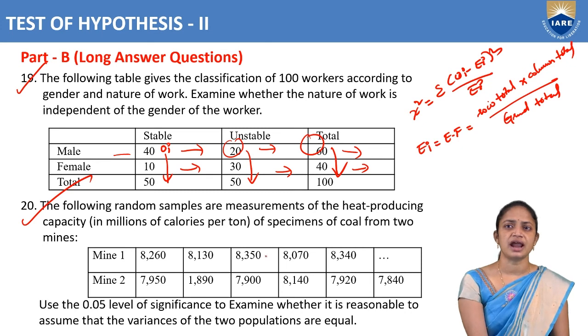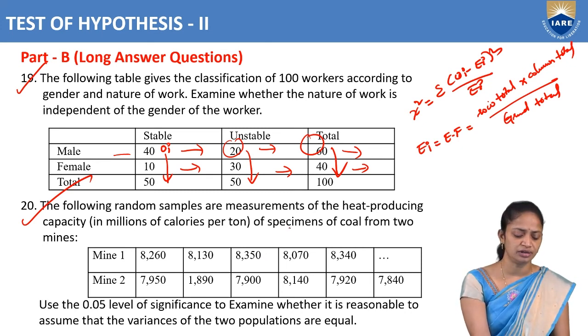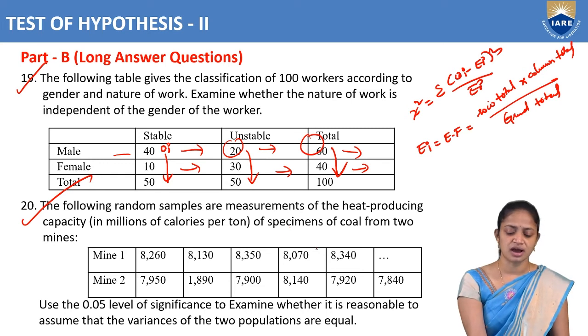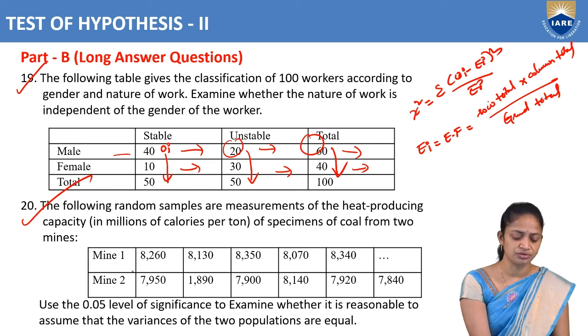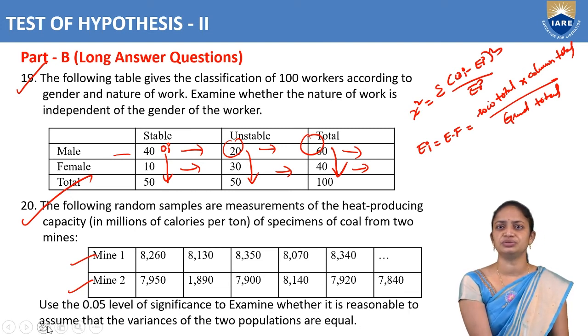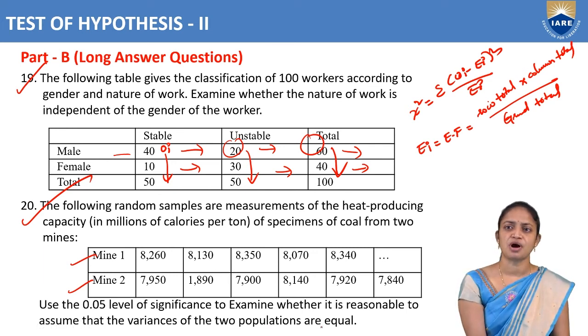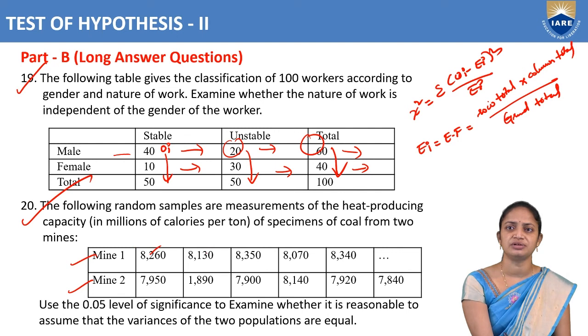The following is a random sample of measurements of the heat producing capacity of specimens of coal from two mines. Mine 1 is this one, and mine 2 is this one. Use the 0.05 level of significance to examine whether it is reasonable to assume that the variances of the two populations are equal. Here they have given n values: 1, 2, 3, 4, 5. So n1 equals 5 and n2 equals 6. These are all xi values, and these are also xi values.